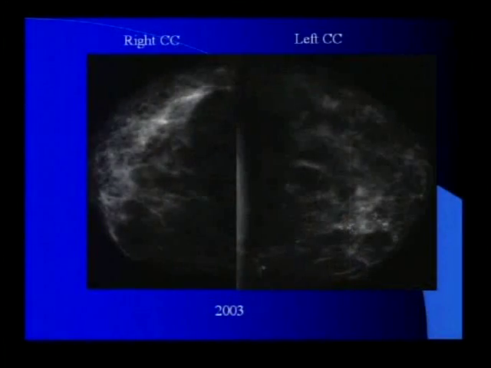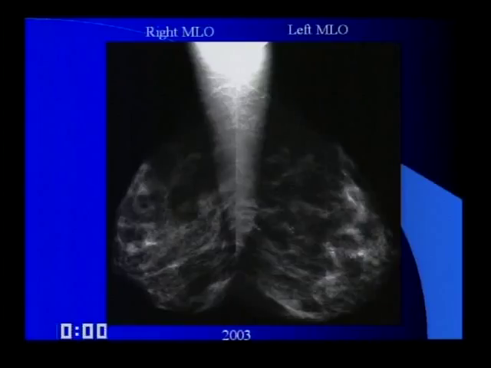Our first case is 41 years old. She's asymptomatic. She's presenting with her baseline screening mammogram. And this is the CC views. And these are the ML views.